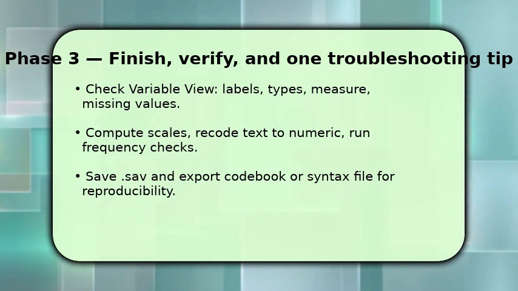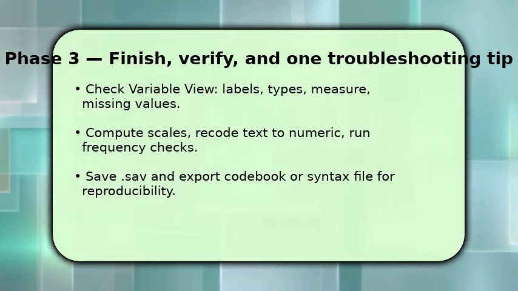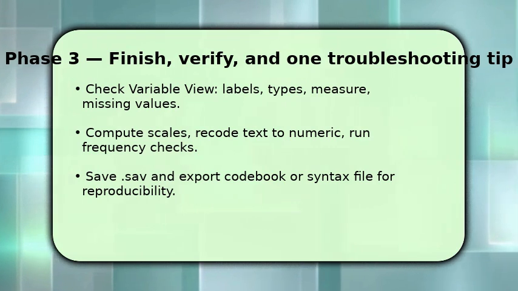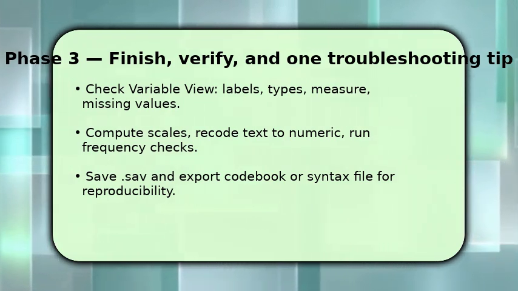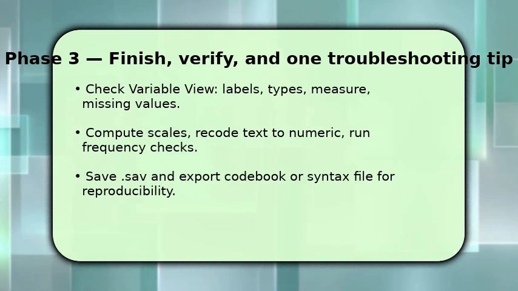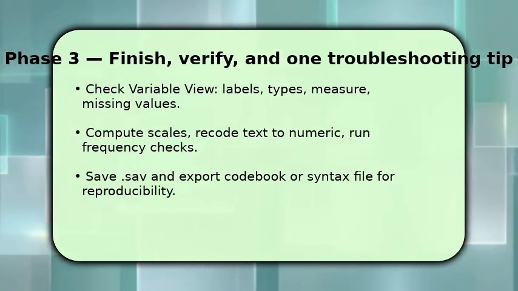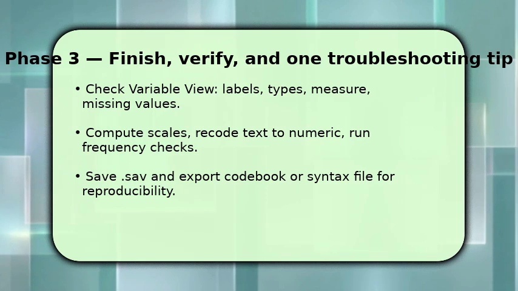Then compute composite scales, recode any leftover text responses into numeric codes, and run frequencies to confirm distributions. When everything looks right, save the dataset as a SAV and also export syntax or a codebook for reproducibility.